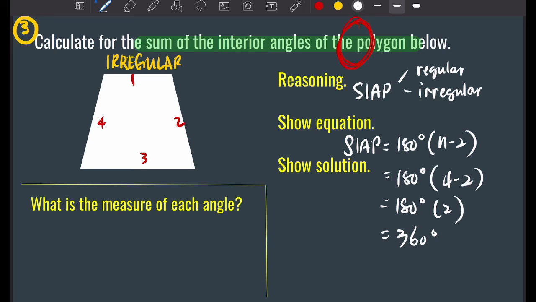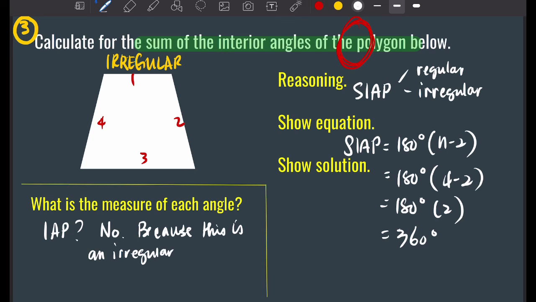Now, what is the measure of each angle? Can we use IAP? No, because this is an irregular polygon, and we know that IAP is only for regular polygons.